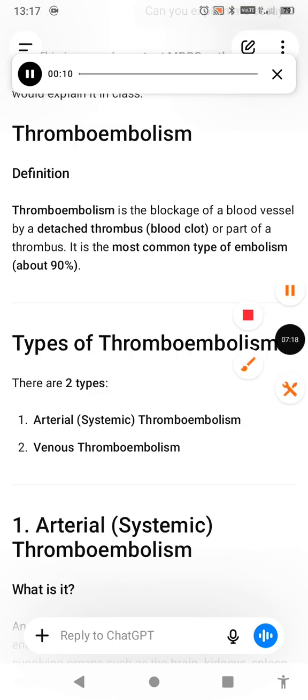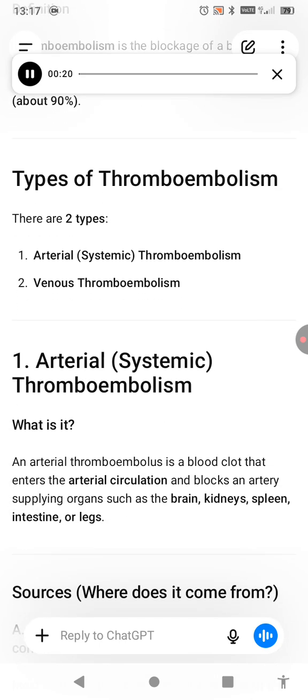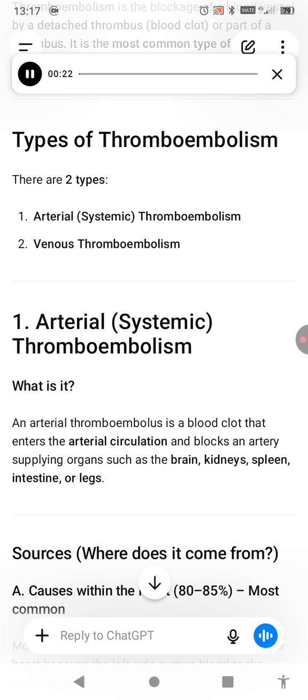Definition. Thromboembolism is the blockage of a blood vessel by a detached thrombus, blood clot, or part of a thrombus. It is the most common type of embolism, about 90%. Types of thromboembolism. There are 2 types. 1. Arterial, systemic thromboembolism. 2. Venous thromboembolism.